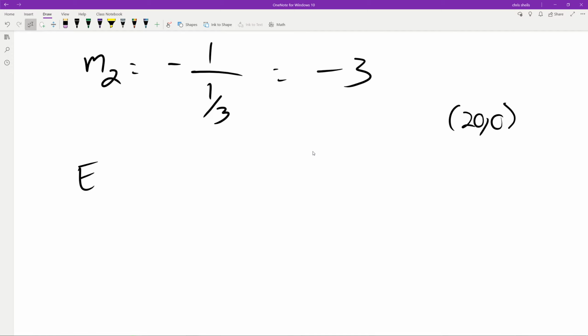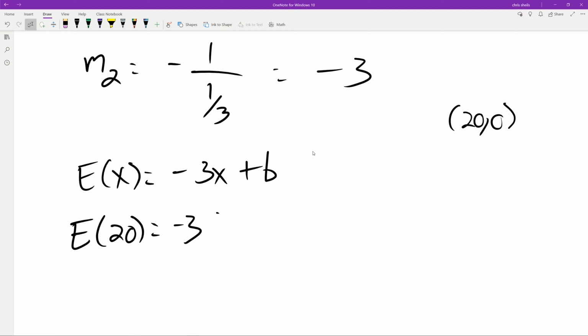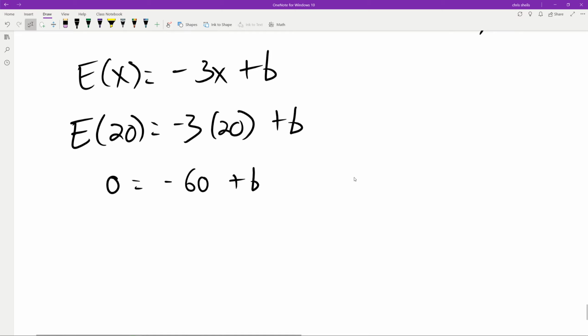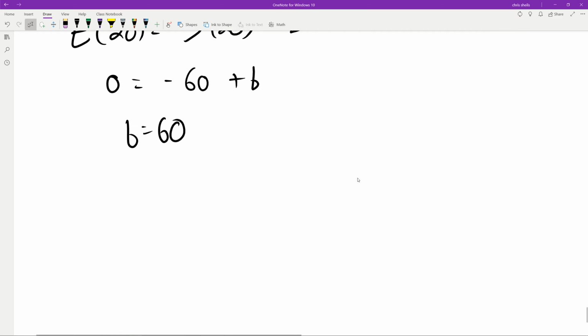So I need to keep this point (20, 0) in mind whenever I'm doing this. I'm going to call this line e of x. This is negative 3x plus b. So we're going to find e of 20. This is negative 3 times 20 plus b. Well, e of 20 is 0. So this is negative 3 times 20 is negative 60 plus b. I add 60 to both sides, and I get that b is equal to 60. This means that e of x is negative 3x plus 60.